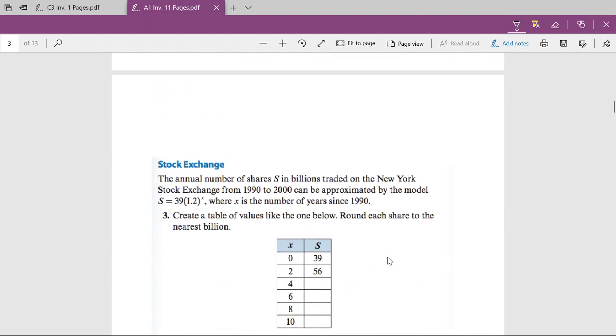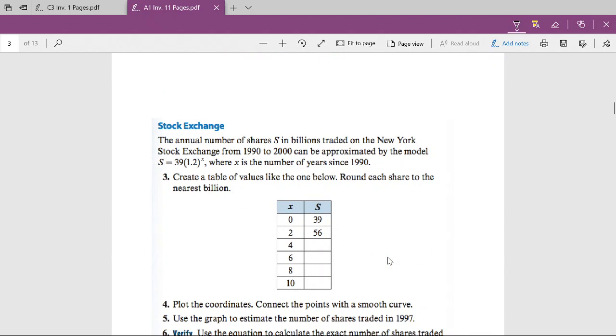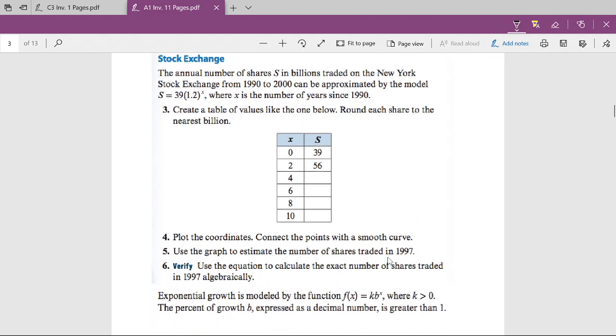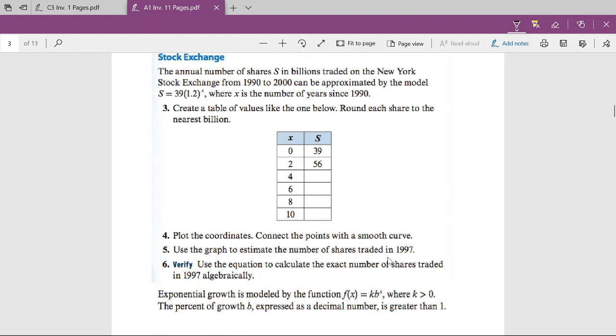So to continue on, the stock exchange often shows exponential growth or decay. Sometimes we can show this with a good model. It may not be perfect, just like a scatter plot, we can get an estimate. With this one, the annual number of shares S in billions traded on the New York Stock Exchange from 1990 to 2000 can be approximated by the model S equals 39 times 1.2 to the X, where X is the number of years since 1990. Create a table of values like the one below, rounding each share to the nearest billion.